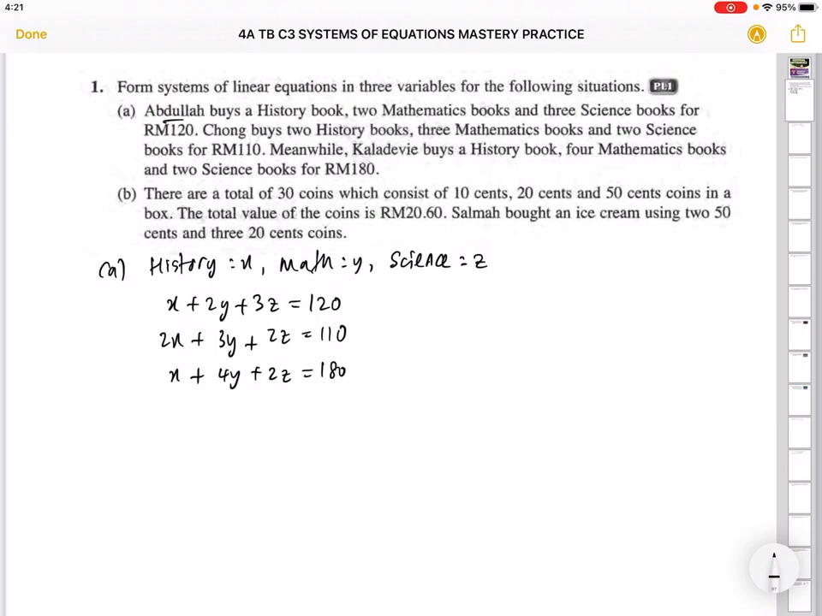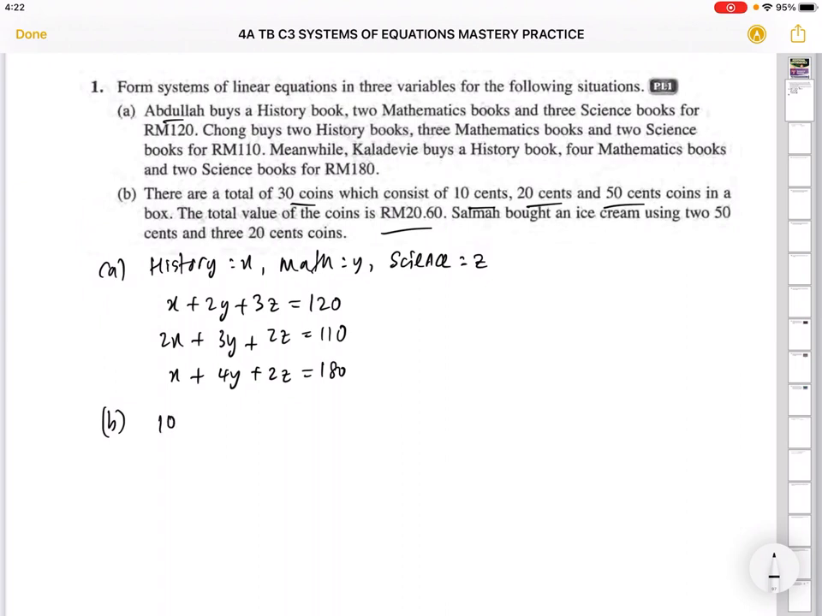We're going to move on to the second part. Now part B. There are a total of 30 coins, which consist of 10 cent, 20 cent, 50 cent coins in a box. The total value of the coins is 20 ringgit and 60 cent. Now, I would say this question has some problem in it, because we do not know how many coins we have.